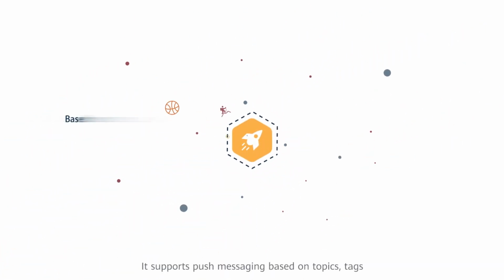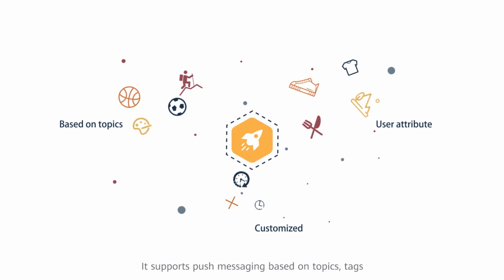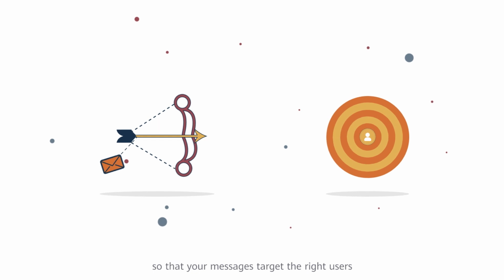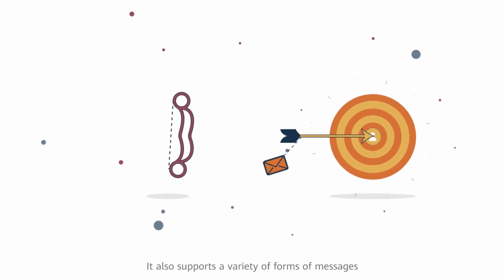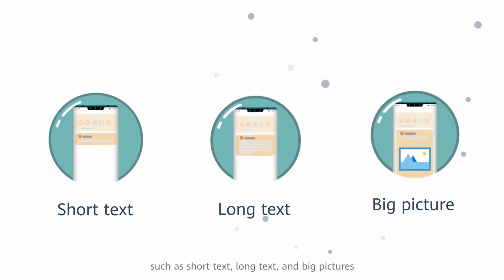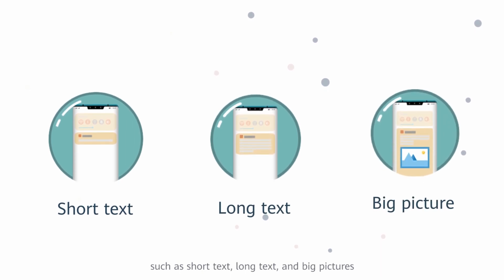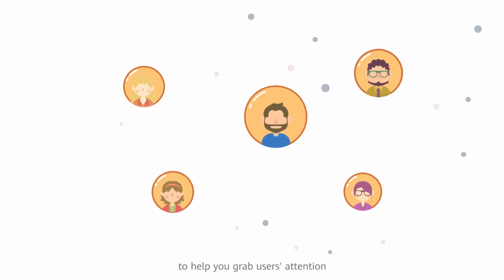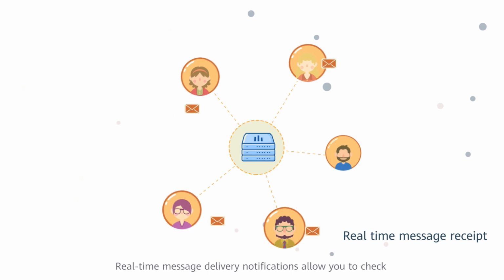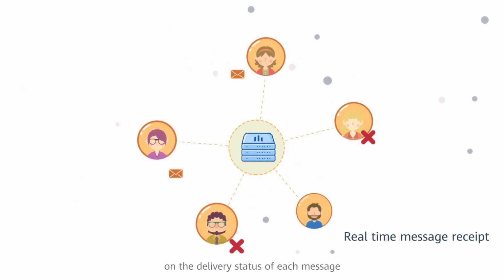It supports push messaging based on topics, tags, and customized push messaging, so that your messages target the right users. It also supports a variety of forms of messages, such as short text, long text, and big picture, to help you grab users' attention.